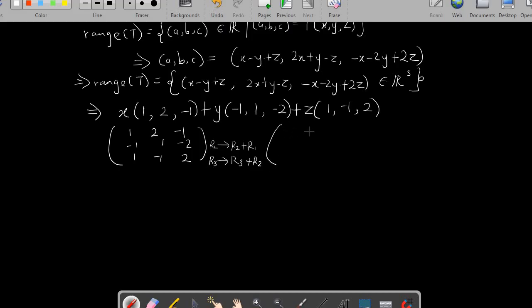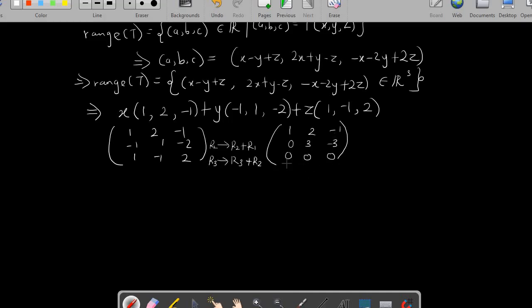So our new matrix will now be 1 2 minus 1, right? Then you have here 0, you have here 0. Then in this place you have R2 plus R1. R2 is 1, so plus R1, 2, that's 3. Then you have here minus 2 plus minus 1, you have minus 3. Then in this place minus 1 plus 1, you have 0. 2 plus minus 2, you have 0.